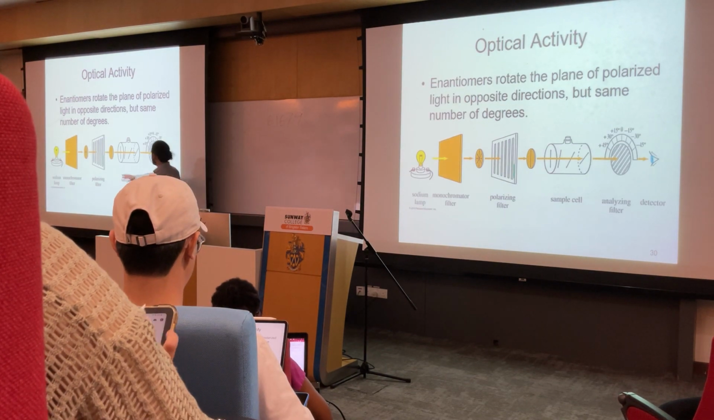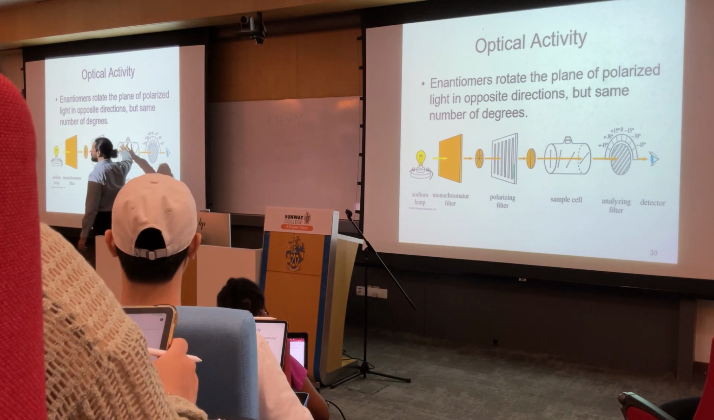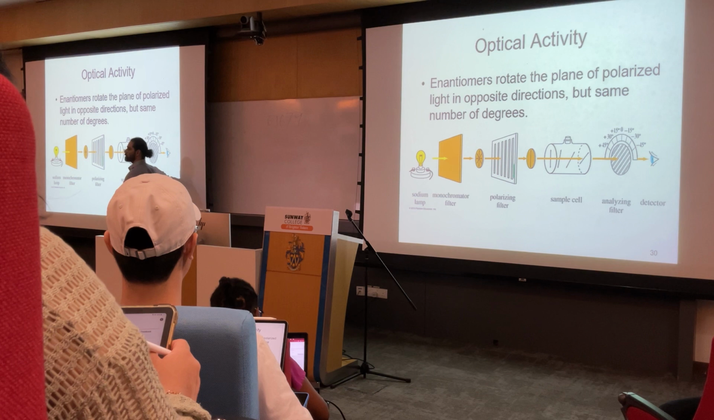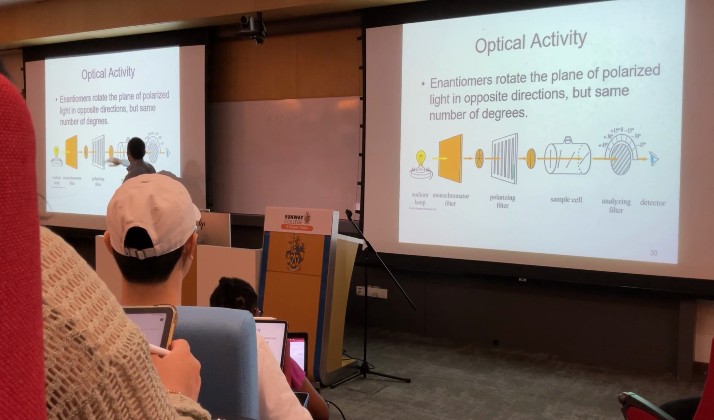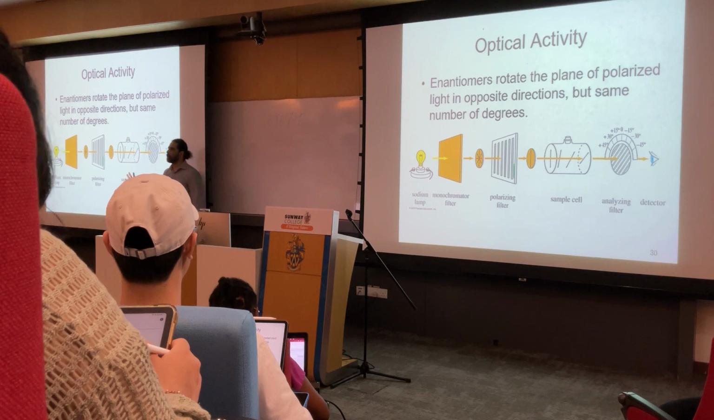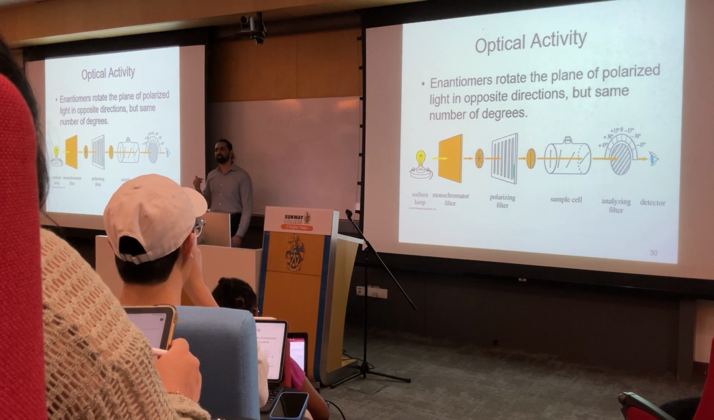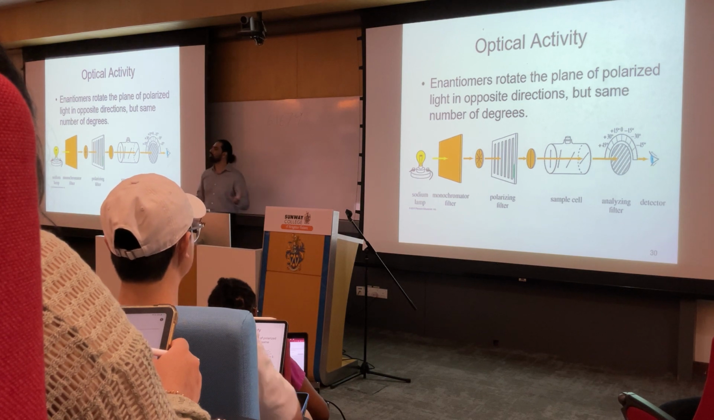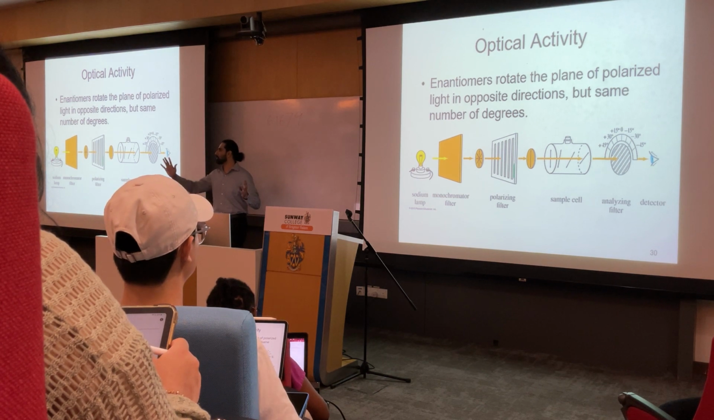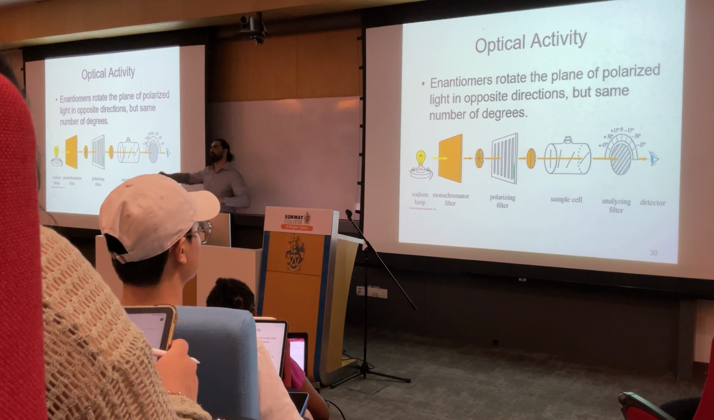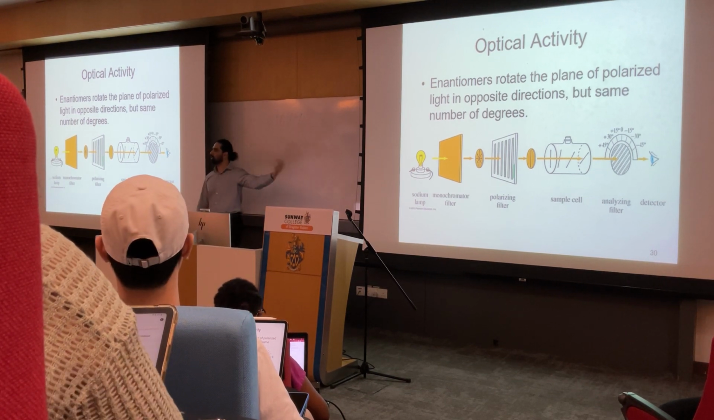So when you put a sample in the path of plane polarized light, it will change its plane to either clockwise or anti-clockwise, and based on that we can say that the given stereochemically active molecule is dextrorotatory or levorotatory. Dextro would mean clockwise, levo would mean anti-clockwise. Or dextro would mean right hand side, levo would mean left hand side.